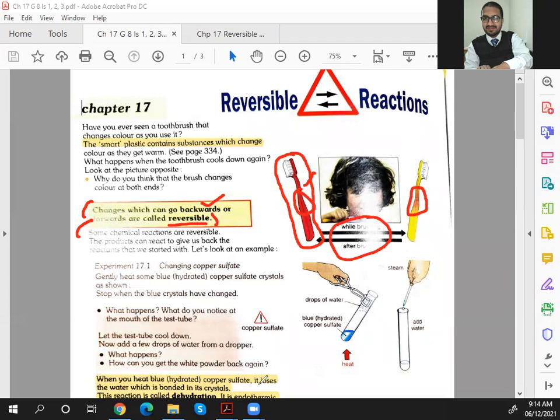Some chemical reactions are reversible. The products can react to give us back the reactants that we start with. Let's look at an example. Experiment 7.1. Changing copper sulfate. Gently heat some blue hydrated copper sulfate crystals as shown. Stop when the blue crystals have changed. What happens? What do you notice at the mouth of the test tube?